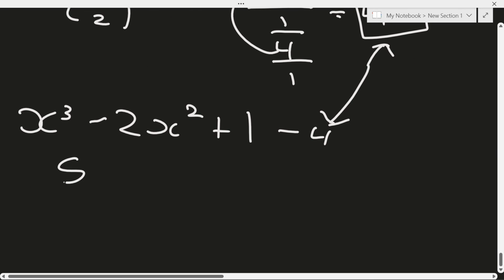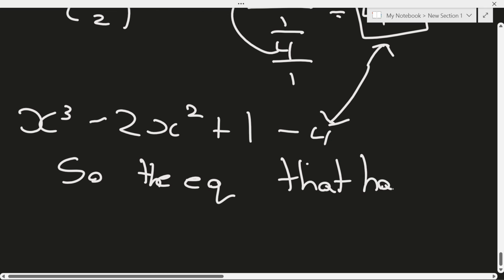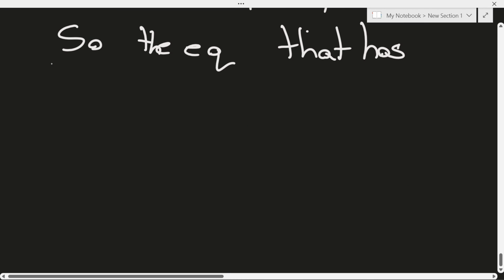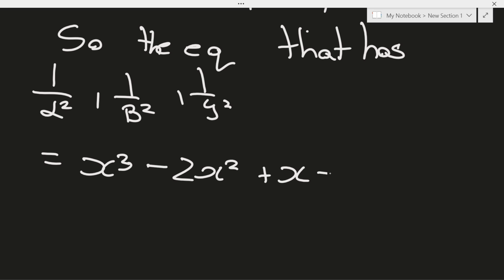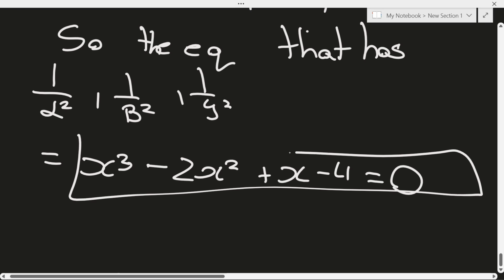So the equation that has the roots 1 over alpha squared, 1 over beta squared, and 1 over gamma squared is equal to x cubed minus 2x squared plus x minus 4 is equal to 0. Because remember, if you do not have the 0, this will no longer be an equation and it will be an expression.